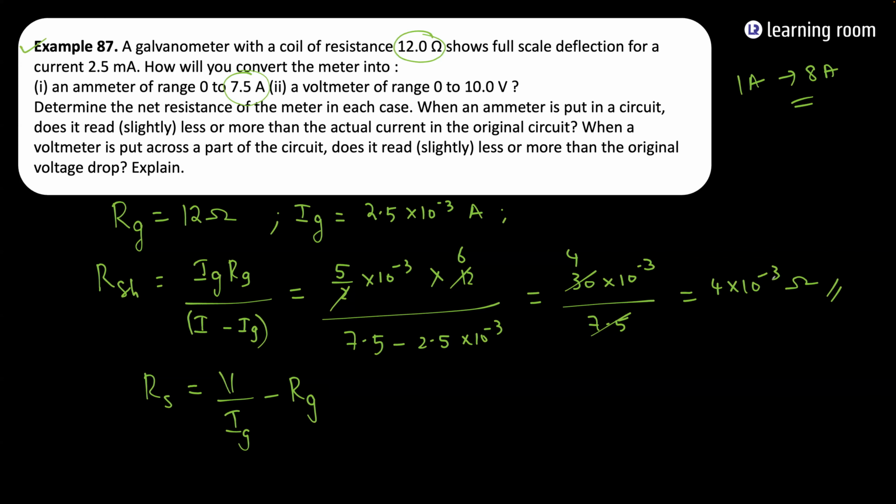Right? So what is the value of the series resistor here? R is how much? 10 divided by what is the value of IG? 2.5, but 2.5 into 10 power minus 3. The value of RG is 12. Will cancel this 4 times, so 4 into 10 power 3 is 4,000. 4,000 minus 12 is 3,988. So 3988 ohm is the value of resistance to connect across the galvanometer to convert it to a voltmeter.